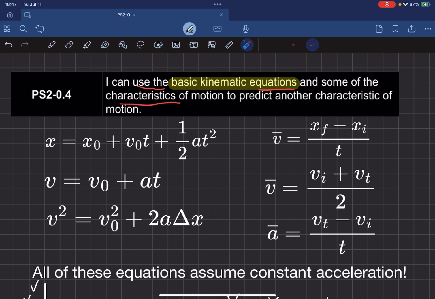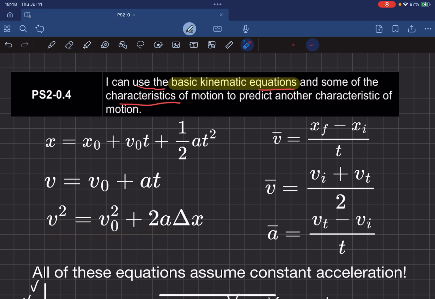This last equation on the left-hand side is unusual but very useful if you don't have time. Notice these other two equations had time in them. But let's say you didn't know what the time was. You didn't know how long something was traveling in terms of time. But maybe you knew how fast it ended, what its final velocity was. You knew what its initial velocity was. You knew how fast it was accelerating. And you knew where it started and what position it ended at. That would be when you would want to use the velocity squared equation right here. So if you don't have time, typically this is the equation you're going to use.